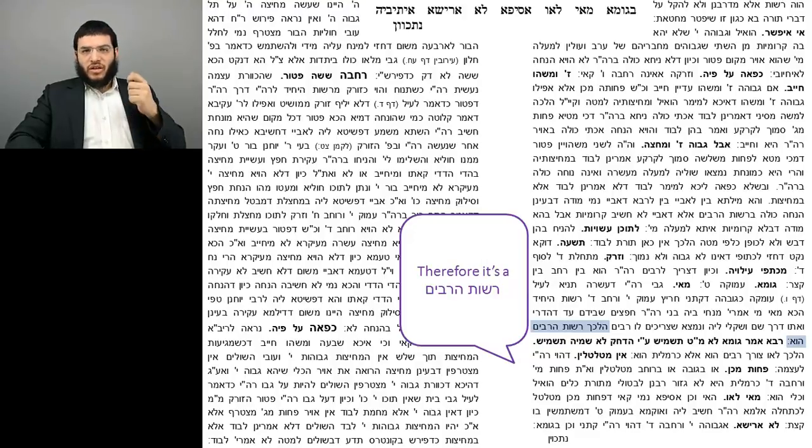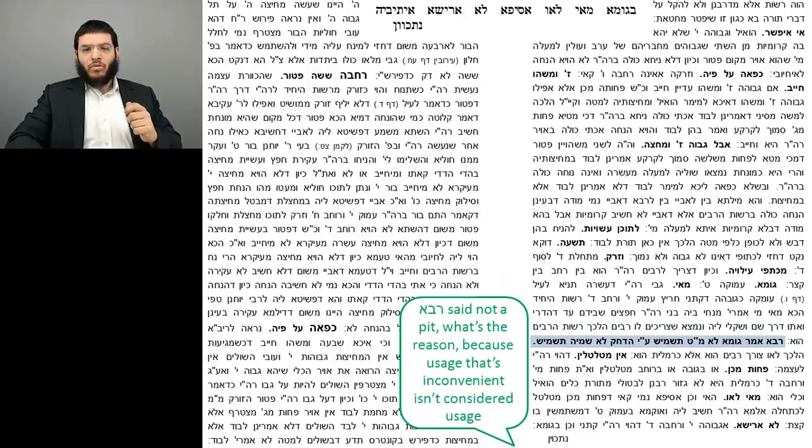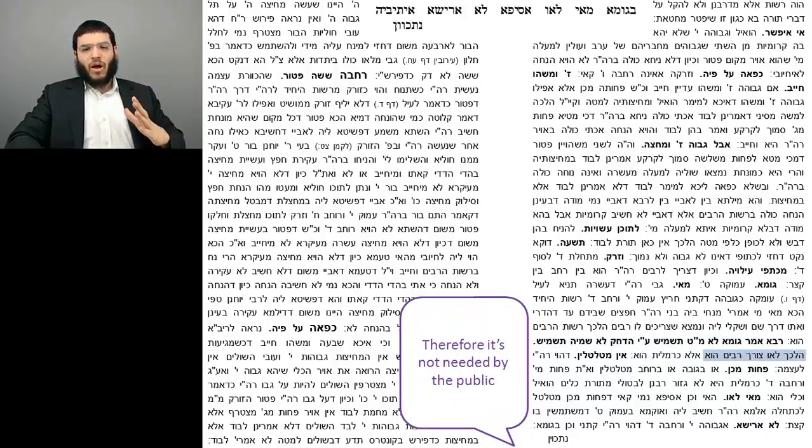So Rav Yosef said it is a Rishus Harabim, and Rava said, Gumalei, not a pit. What's the reason? Because usage that's inconvenient isn't considered usage. Using a pit is not convenient. We don't consider that being used. And therefore it's not needed by the public. We don't call that needed by the public when it's inconvenient.